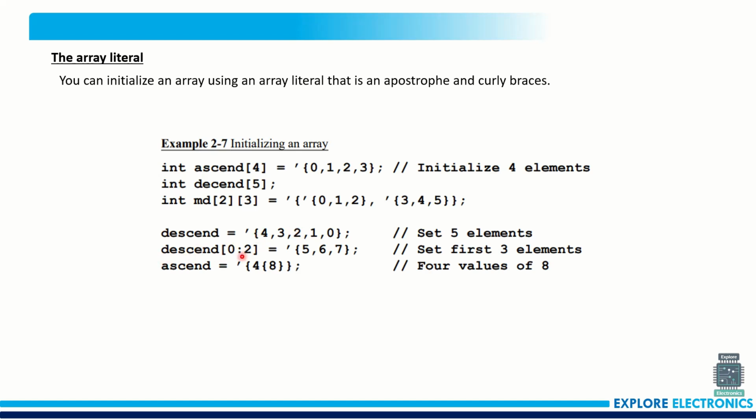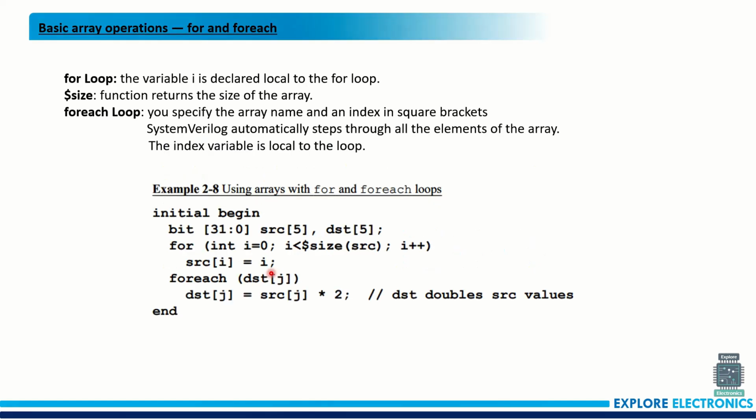Then descend 0 to 2 means only for the first 3 elements we will be assigning the values like 5, 6, 7. And also we can replicate the values using the replication operator, like ascend 4 within the flower braces again 8. So 4 such values of 8 will be allocated to ascend. Ascend is having 4 elements, 0 to 3, that is 4 elements. So all the elements will be having the value of 8 now. 4 times we are writing 8.